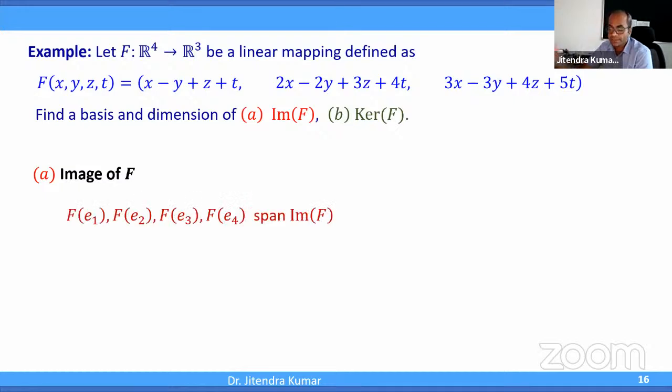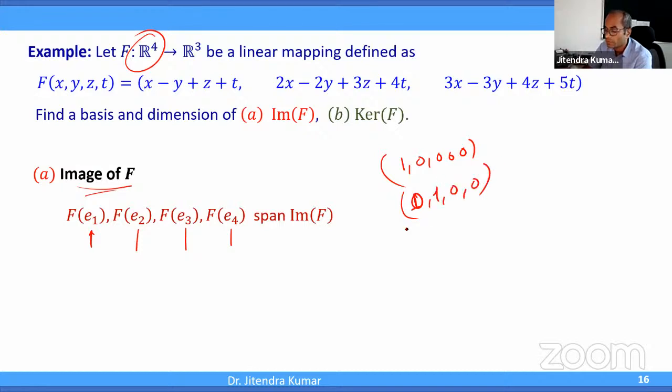So the image of f can easily be found because we have the result. We know already from R4 the standard basis E1, E2, E3, and E4. E1 means 1, 0, 0, 0. And E2 means 0, 1, 0, 0. Then we have 0, 0, 1, 0. We have 0, 0, 0, 1. So this is E1, this is E2, this is E3, this is E4.